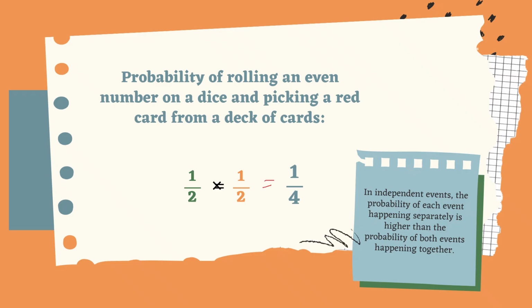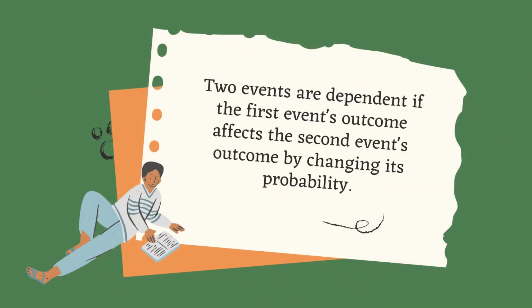In independent events, the probability of each event happening separately is higher than the probability of both events happening together. Let's move on. Two events are dependent if the first event's outcome affects the second event's outcome by changing its probability.